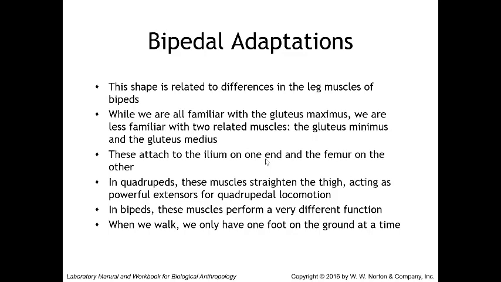So while we're familiar with the gluteus maximus, we are less familiar with the two related muscles, which are the gluteus minimus and the gluteus medius. These attach to the ilium on one end and the femur on the other. In quadrupeds, these muscles straighten the thigh and they act as powerful extensors for quadrupedal locomotion. In bipeds, these muscles perform a very different function. So you think about it, when we walk, we only have one foot on the ground at a time, right? We have to balance on one foot as we make a stride.